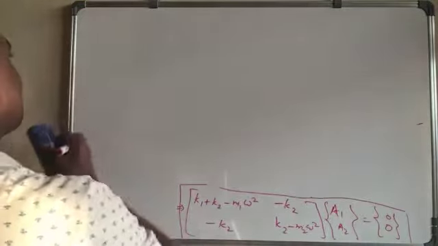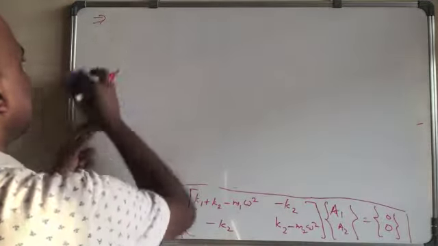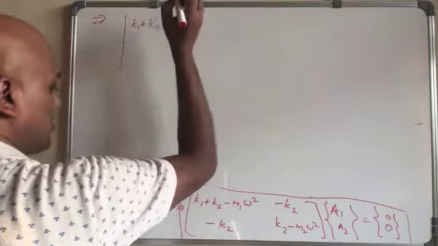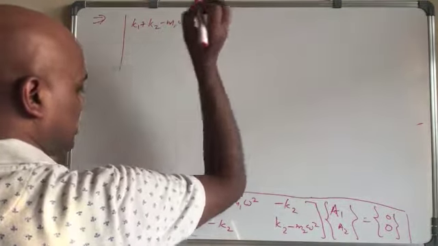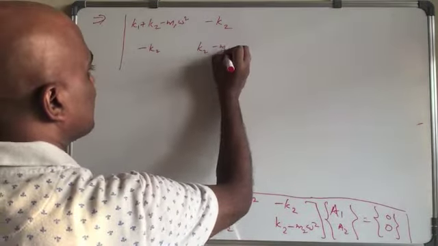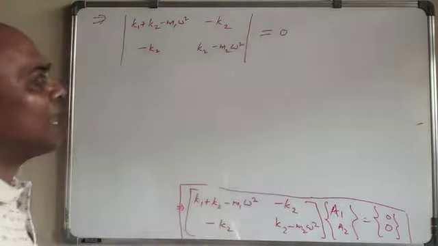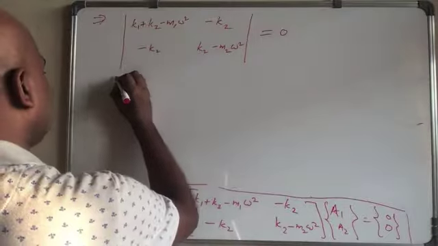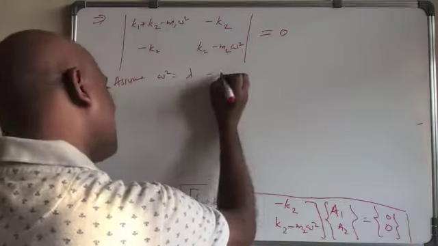So the determinant of K1 plus K2 minus M1 omega square, minus K2, minus K2, K2 minus M2 omega square is equal to 0. And from here we will get the value of omega. Then you can solve. Assume omega square equal to lambda, also known as eigenvalue.